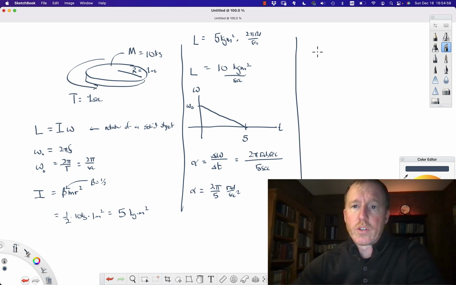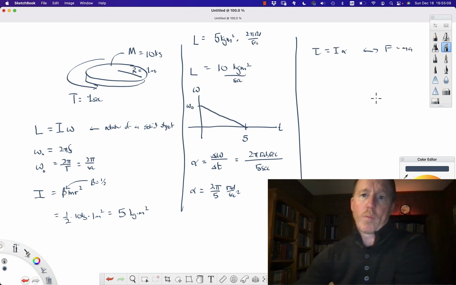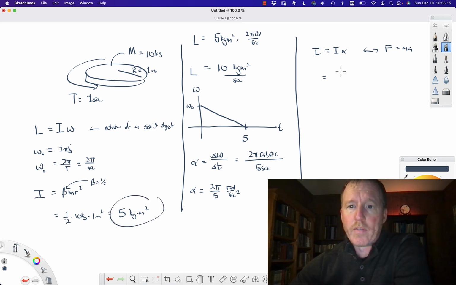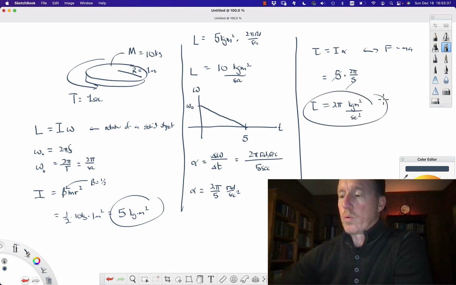Well, now we need to know what the torque that must be applied to it. You might recall that torque is equal to I times alpha. This is kind of like when we have force equals mass times acceleration. This is the angular form of Newton's second law. And so we can just plug in the rotational inertia, which would be 5 kilograms meters squared, and alpha is 2 pi over 5 radians per second squared. The 5's cancel, and lo and behold, we get a torque of 2 pi, and the units for that would be in kilograms meters squared per second squared. So that would be the torque that is required.